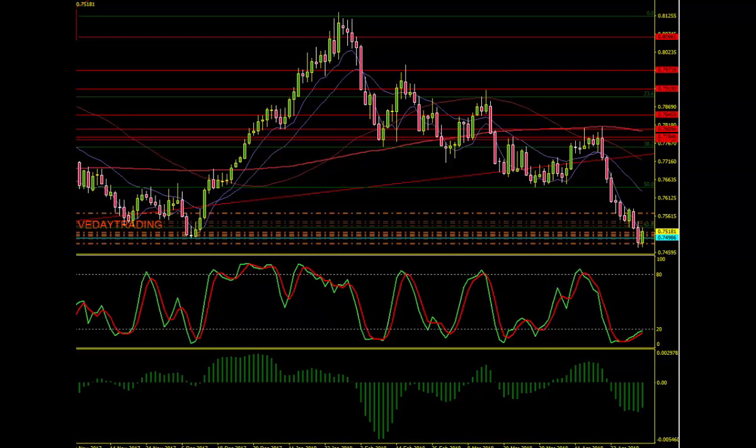Keep in mind the euro dollar is at a nice level too for a buy, 119.93. It hit that 120, ran some stops, and we may just get a reversal off of this 120 level.